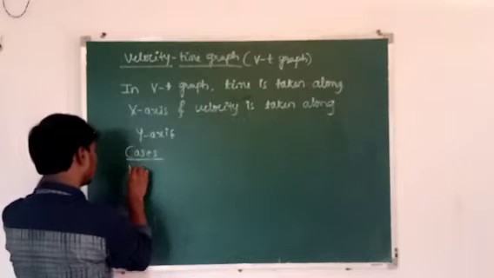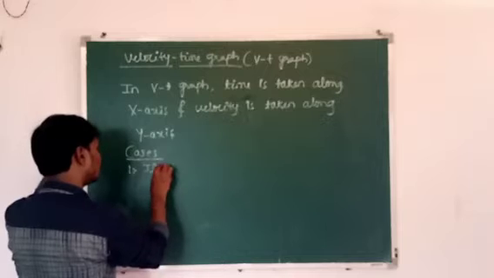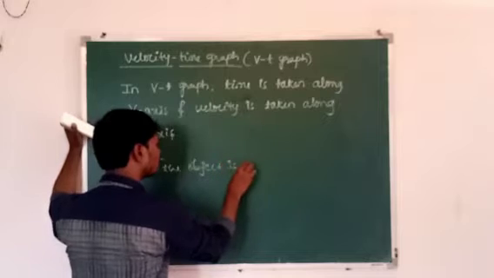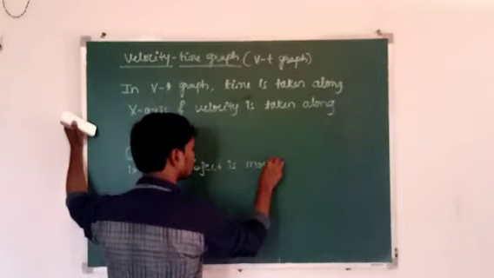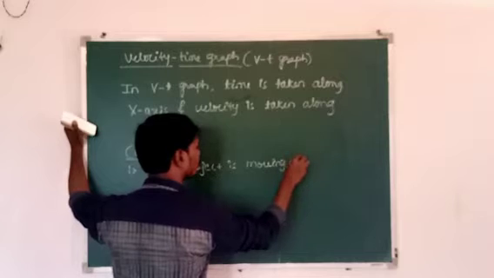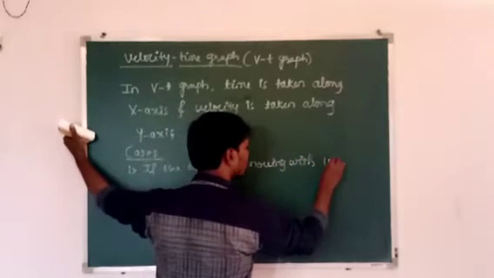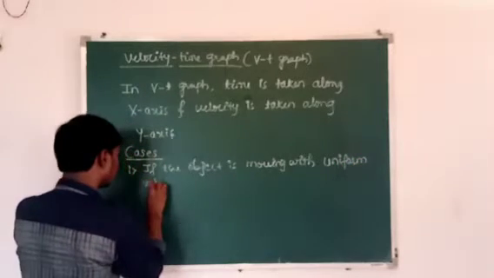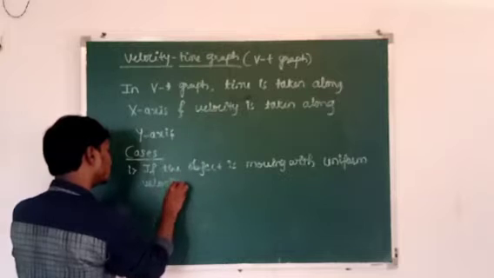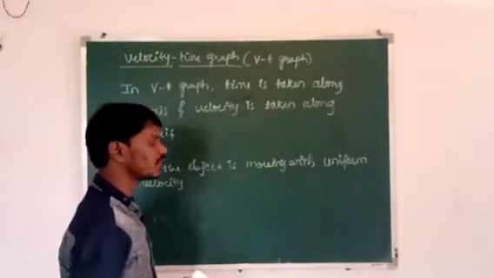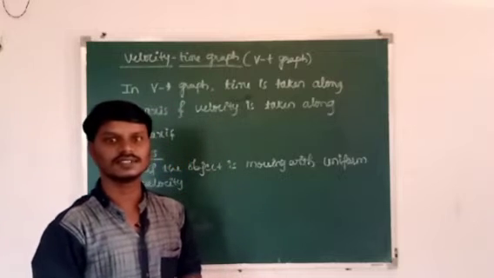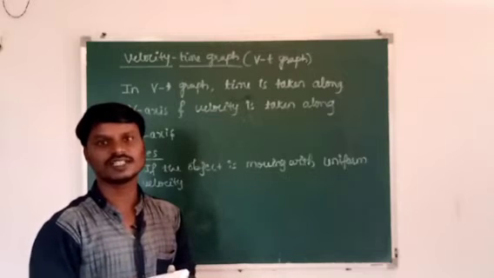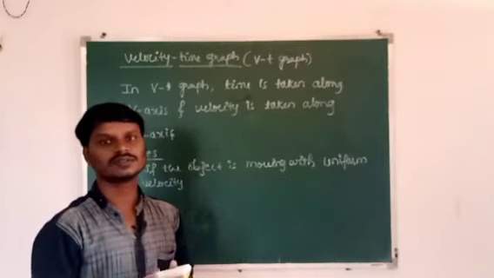First case, if the object is moving with uniform velocity. Uniform means here same velocity. Already you know what we mean by uniform velocity. At every instant of time the velocity of the object is the same, then it is called uniform velocity. And also if the displacements covered by the object are equal in equal intervals of time.